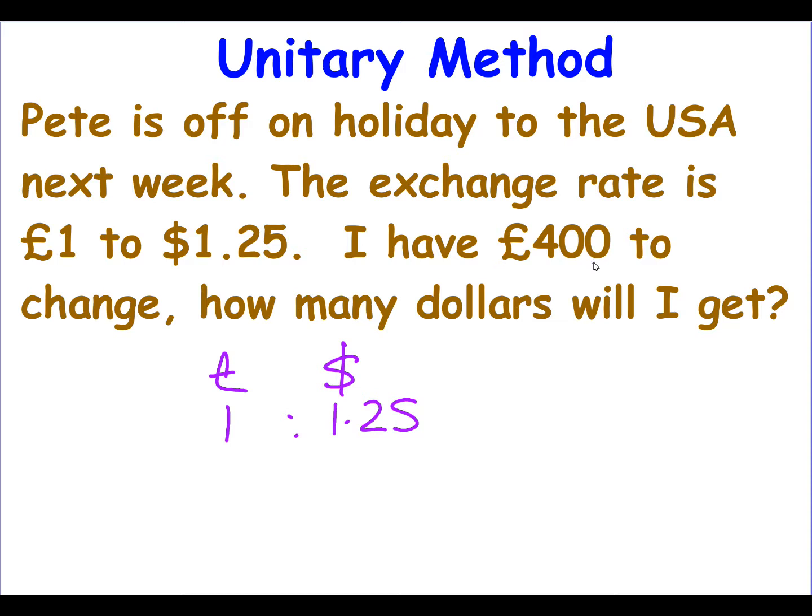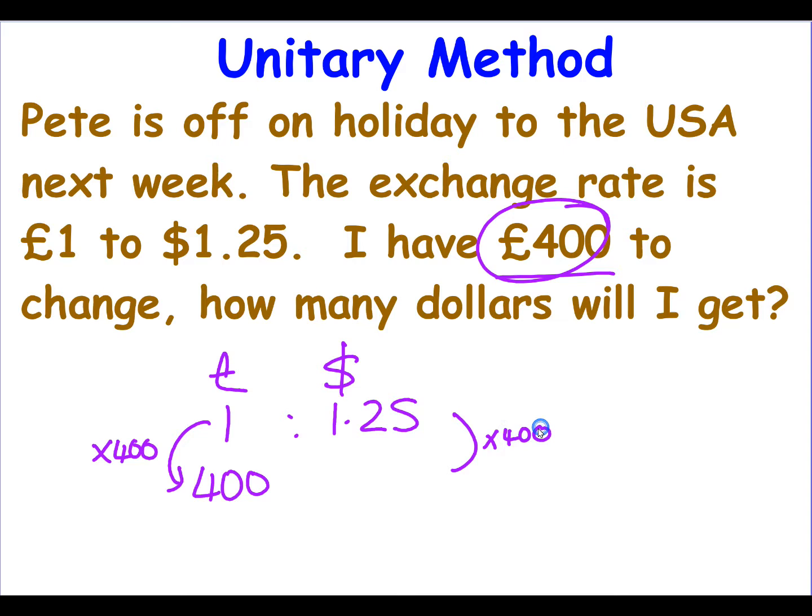Now, if I have £400 that I want to change into dollars, how many dollars will I get? Well, the £400 lives under the pound symbol. So I've gone from 1 to 400. It's a parts ratio, isn't it? I'm giving you one of the two things that we've got on our strap line. So how did I get to 1 to 400? I've multiplied by 400. And when I multiply the other side by 400, I get $500. So that's using the unitary method where you're given the value of 1 as one of your two parts.